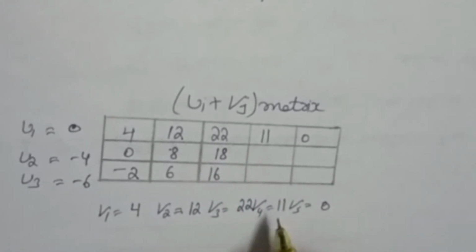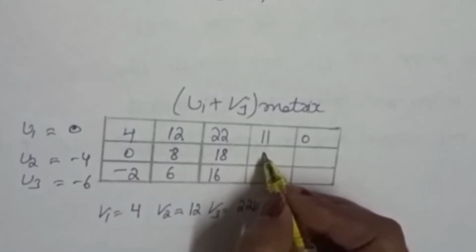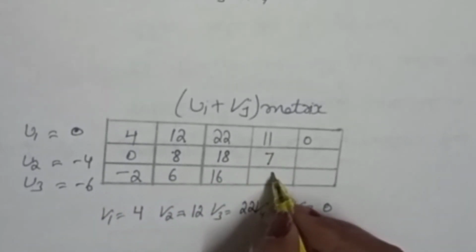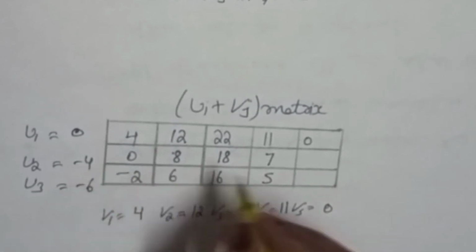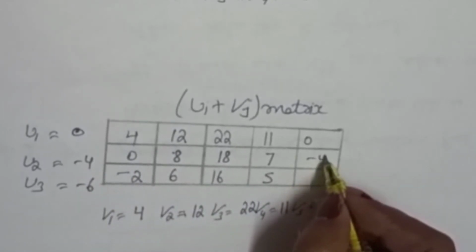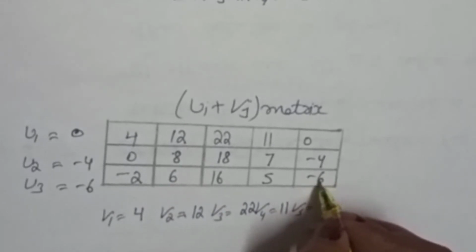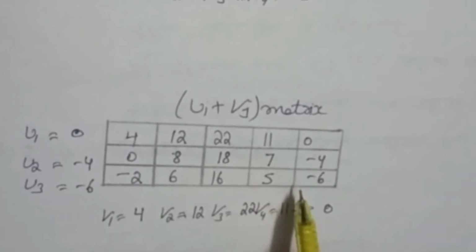V4 is equal to 11. So minus 4 plus 11 is equal to 7. Minus 6 plus 11 is equal to 5. Minus 4 plus 0 is equal to minus 4. Minus 6 plus 0 is equal to minus 6. So these are our values in the blank unallocated cells.